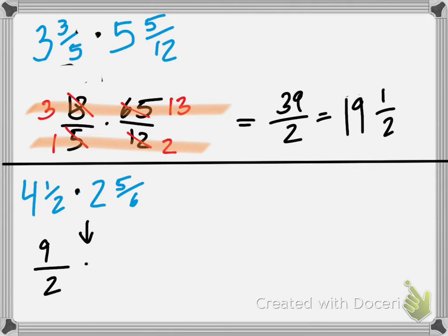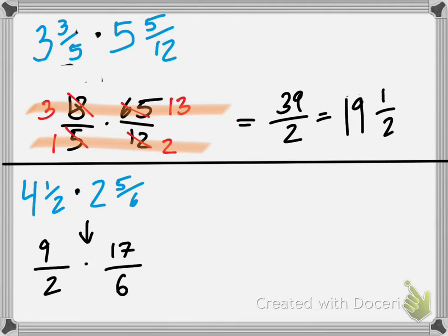Let me see. I want to know, Sydney, what is 2 5/6 as an improper fraction? Marjorie, what is 2 5/6 as an improper fraction? So 2 times 6 equals 12, and then 12 plus 5 equals 17, so that's 17 over 6. Perfect. 17 over 6.